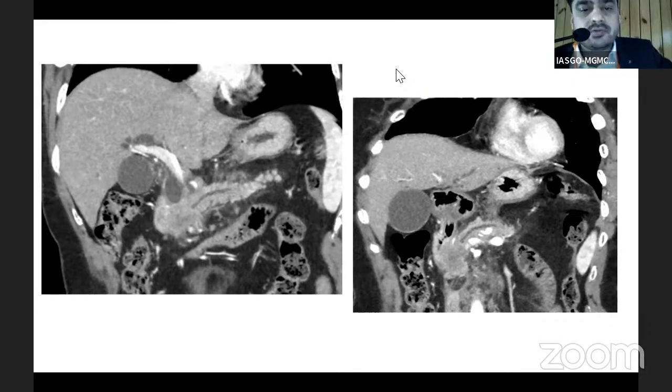So there is one more question from Dr. Yasir Hussain Wani: what is the intrahepatic biliary duct diameter cutoff for selection for PTBD? Maybe Dr. Heera Ram can answer this.